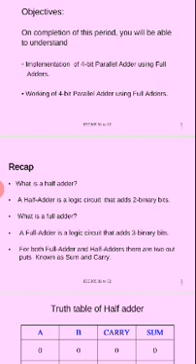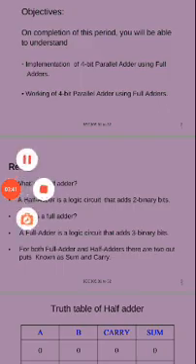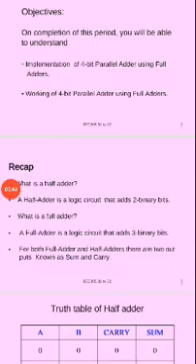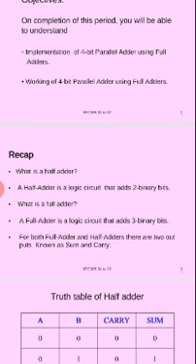Objectives. On completion of this period, you will be able to understand implementation of 4-bit parallel adder using full adders, and working of 4-bit parallel adder using full adders.